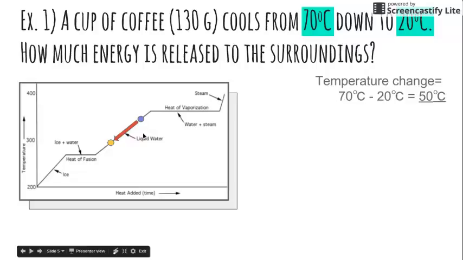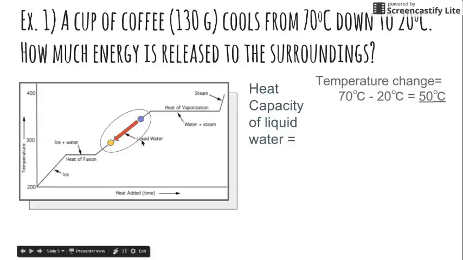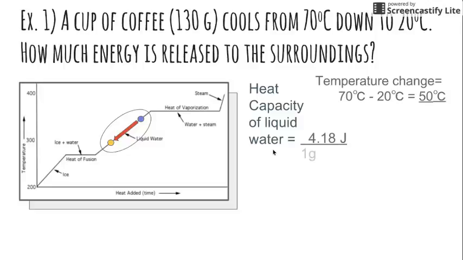The real question is, does this 50-degree change, so 70 minus 20, take a lot of energy or a little energy? And so we have to think about, first of all, what kind of change is happening. Are we just changing temperature, or are we changing phase? If we're just changing temperature, which is this case right here, we haven't hit any of the plateaus, we're only going to be using heat capacity. And this time we're using liquid water, therefore we'll use the heat capacity of liquid water, which is 4.18 joules for every 1 gram to change it 1 degree Celsius.